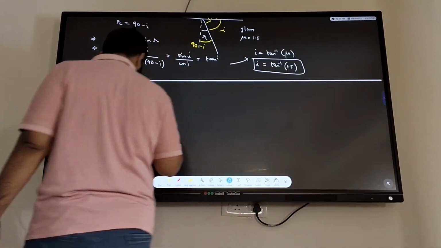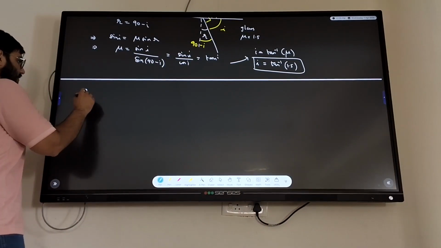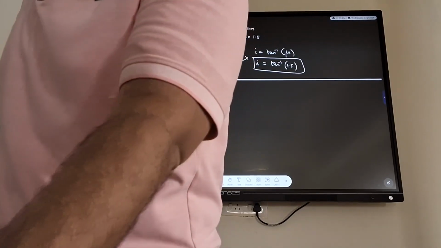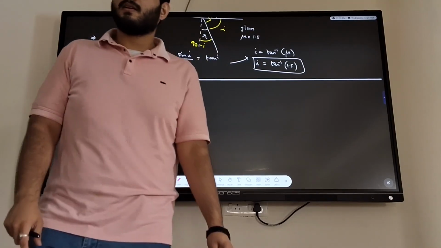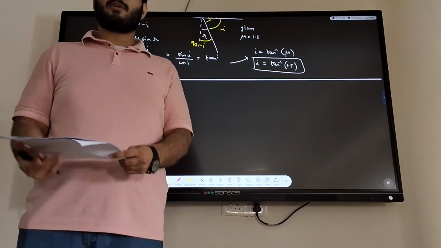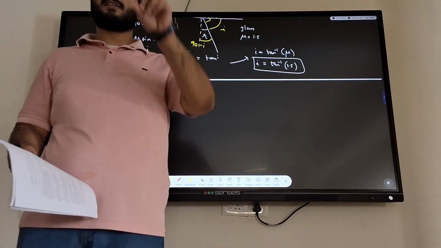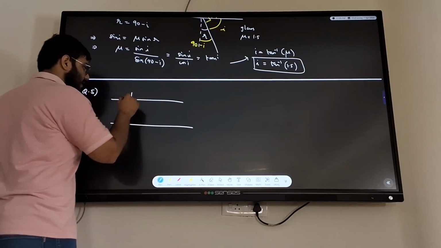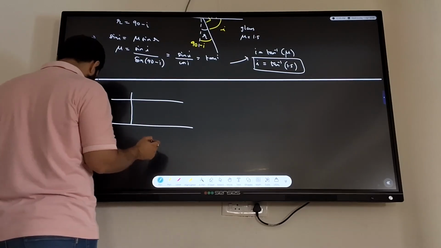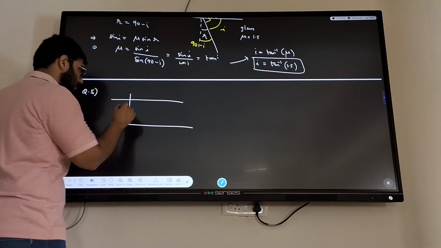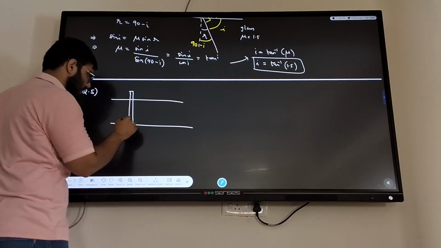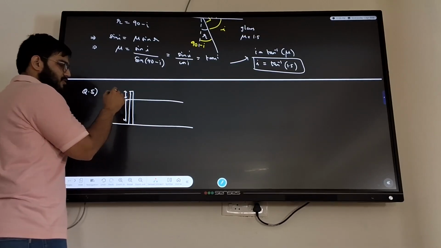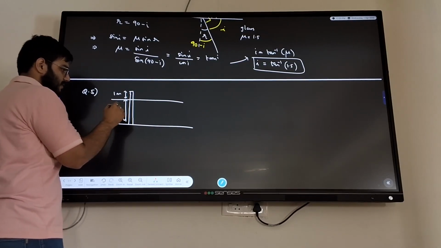Question number 5. It's given that you have a pole of length 4 meter and it's submerged in the water, okay? And only 1 meter of it can be seen. So it's like this. You have a water body in which this pole is submerged. The whole length is 4 meter and 1 meter can be seen outside. So this is 3 meter. Is it okay?